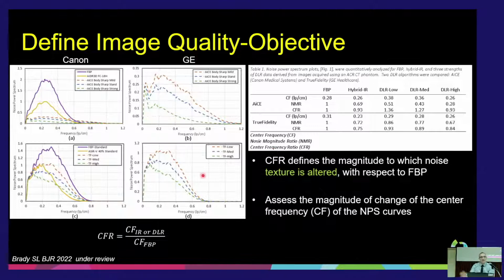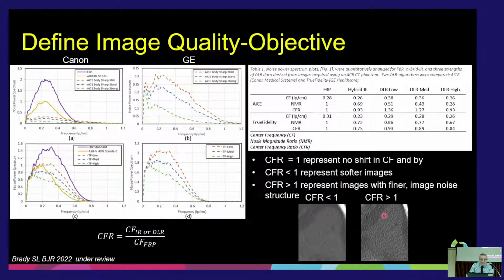Now let's talk about the texture, or the shifting of the frequency. So using the CFR, now what we're going to do is assess the magnitude of change. If you have a CFR that's equal to 1, that means there was no shift. The texture would be the same in both images. A CFR less than 1 represents softer noise. So you can see here it's a little bit coarser, a little softer. With a CFR greater than 1, the noise texture would look more sandy. So you can see the distinction between the two.